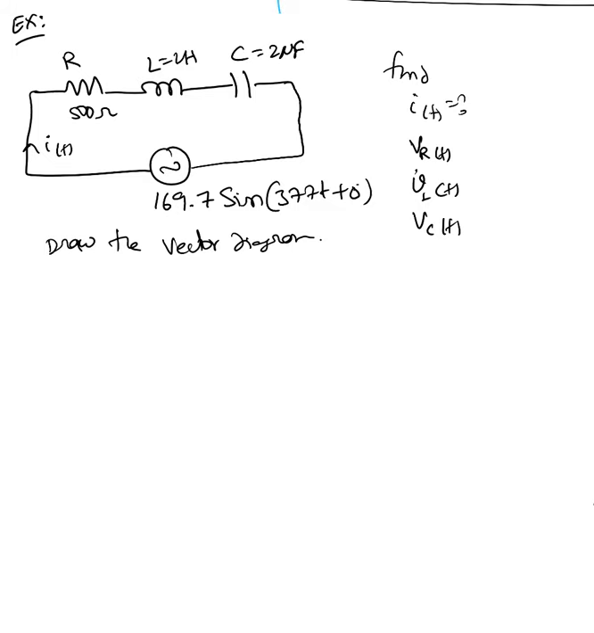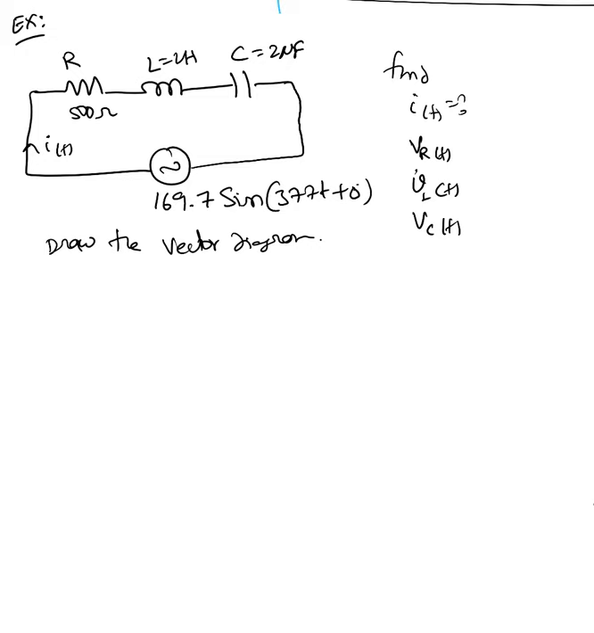Here is an example. We have an RLC series circuit. The question asks: find the total current and voltage drop across each element and also draw the vector diagram. That's the given question. In any AC circuit, the first thing we need to do is convert the given time domain circuit into a frequency domain circuit.